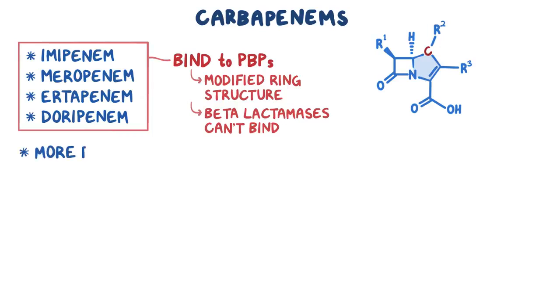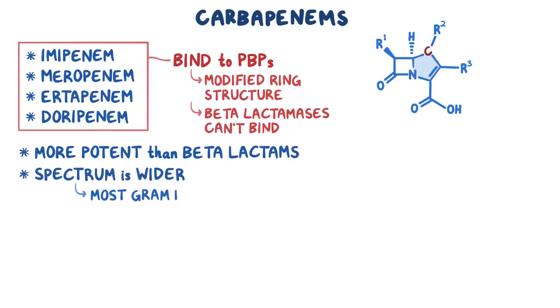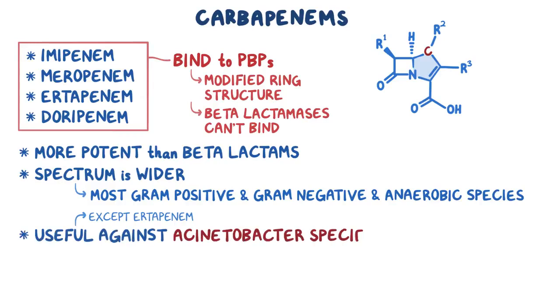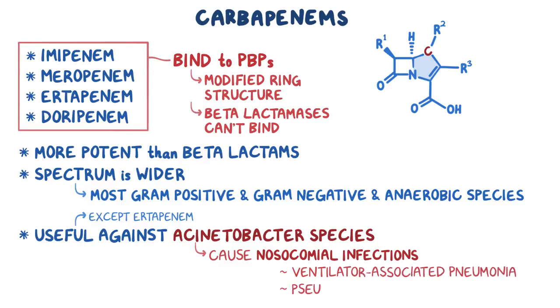Carbapenems are considered to be more potent than the beta-lactams. Their spectrum is wider and they cover most of the gram-positive and gram-negative bacteria as well as anaerobic species. With the exception of ertapenem, carbapenems are notably useful against Acinetobacter species, which cause nosocomial infections like ventilator-associated pneumonia, and Pseudomonas aeruginosa, a bacteria so hardcore and resilient, it swims laps in hand disinfectant just to wake up in the morning.